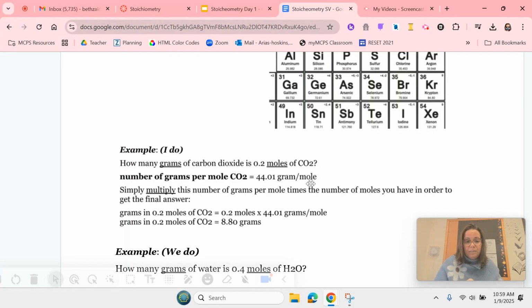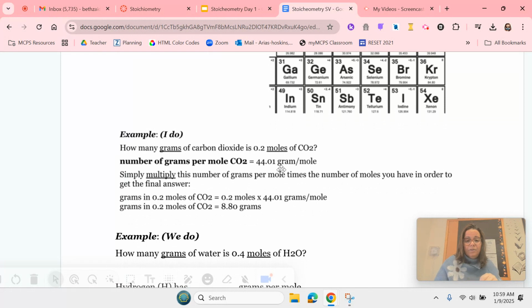So make sure to memorize this part, because after that, you're going to multiply this, the 44.01, times 0.2, because that's actually what the exercise is asking you for.